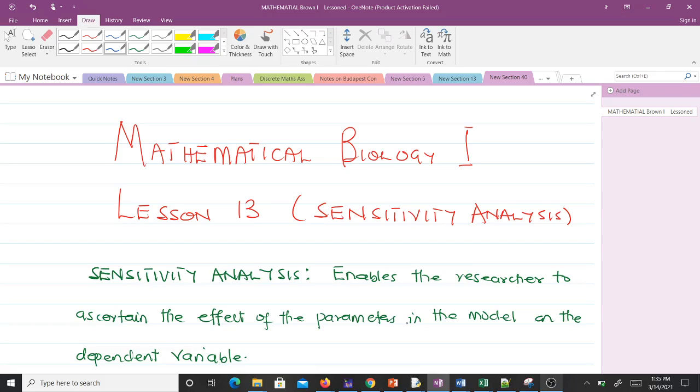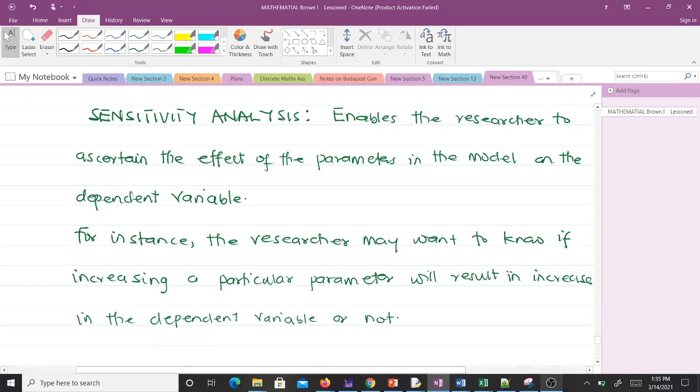So what does sensitivity analysis mean? Sensitivity analysis enables a researcher to ascertain the effect of the parameters in the model on the dependent variable. So you might have a model, right, and you have some parameters in them. You'd want to know the effects of those parameters on the dependent variable. For instance, the researcher may want to know if increasing a particular parameter will result in an increase in the dependent variable or not.